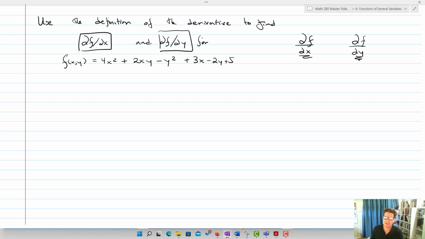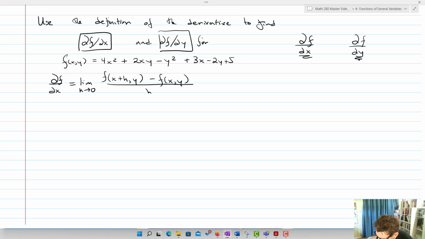Because what you'll see is that if we can start thinking in this way, of thinking about that variable as constant, it makes everything a lot easier when you're actually finding the partials. So let's actually do this. Remember that our definition here is df/dx equals f(x plus h, y) minus f(x, y) divided by h, and we're taking the limit as h approaches 0 for that difference quotient.